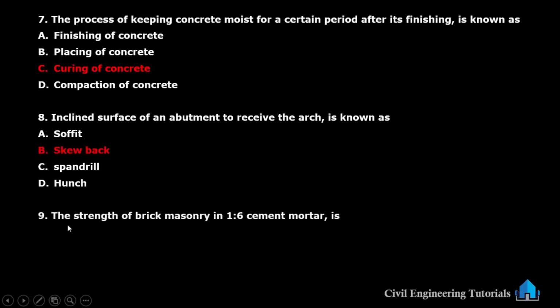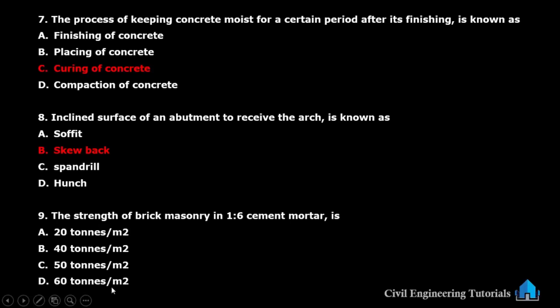Next, the strength of brick masonry in 1:6 cement mortar is option A 20 tons per meter square, option B 40 tons per meter square, option C 50 tons per meter square, option D 60 tons per meter square. So the correct answer is option C 50 tons per meter square.